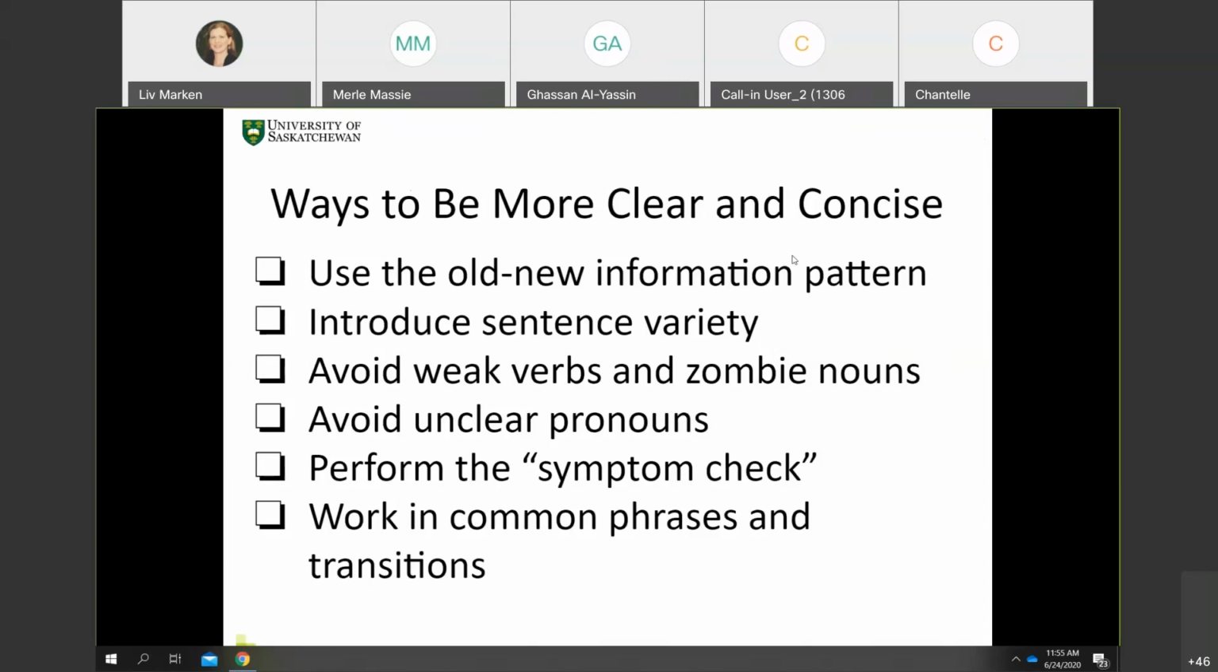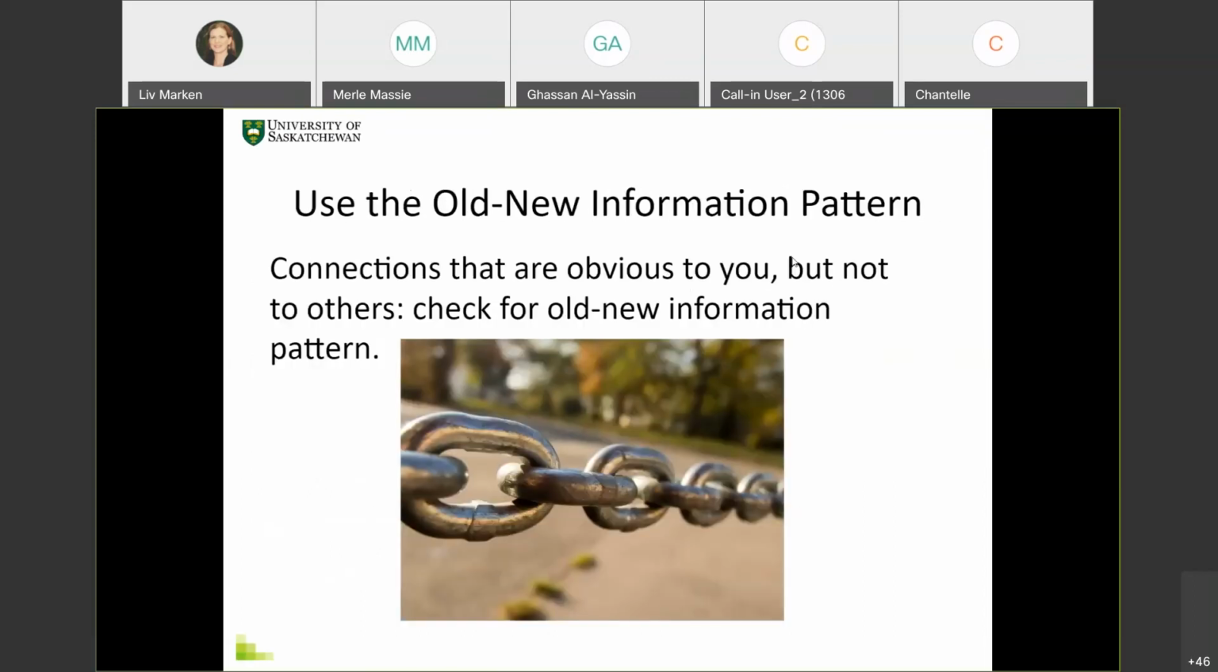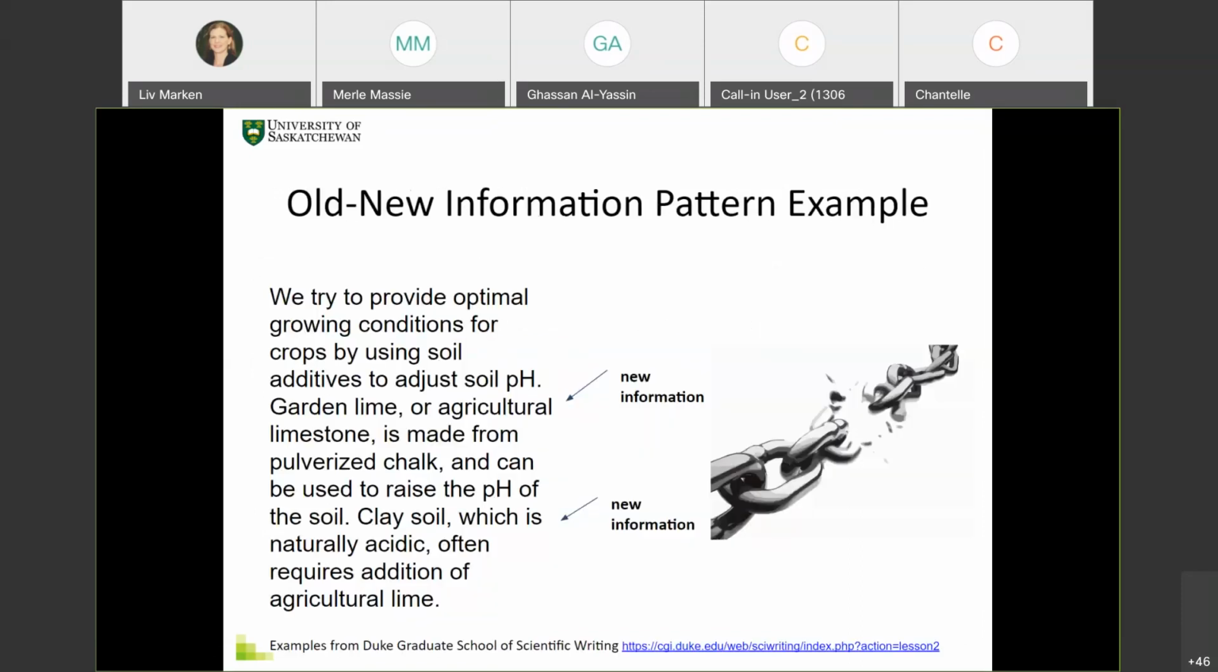Okay, so with the old new information pattern, if you think of your writing between sentences and paragraphs like a chain, like links in a chain, those connections may be obvious to you because you're familiar with the material, but not to others. So you want to check that you're doing what's called the old new information pattern. When I learned this, it really improved my writing, and it made even things more clear to myself when I was trying to explain things.